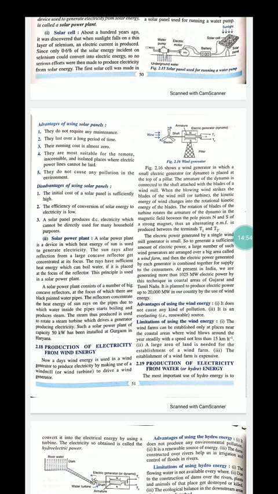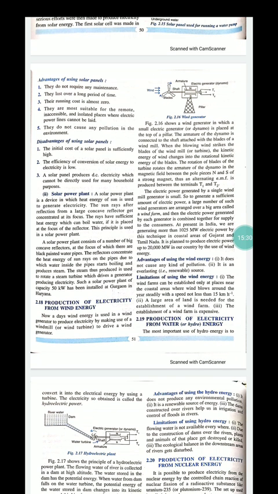A solar power plant is a device in which the heat energy of the sun is used to generate electricity. A solar power plant consists of a number of big concave reflectors, at the focus of which there are black painted water pipes. The water produces steam. The steam is used to move the turbine, and the turbine rotates the generators, and there we get the electrical energy.